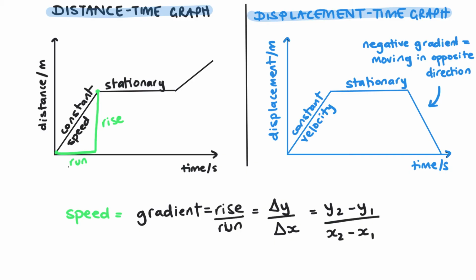If we wanted to work out what the units of the gradient were, then we would take the units for the rise and divide that by the units for the run. So in this case, we have distance on the y-axis, so we would have meters divided by the units on the x-axis, which is time. So we have m divided by s, which we would normally write as m/s, meters per second, which is the units for speed.